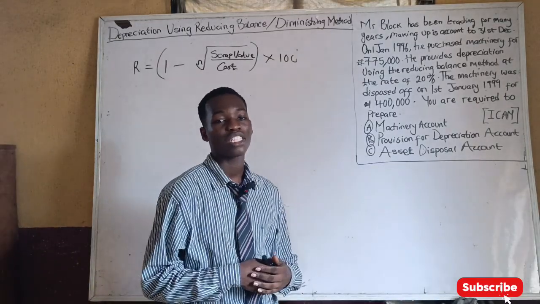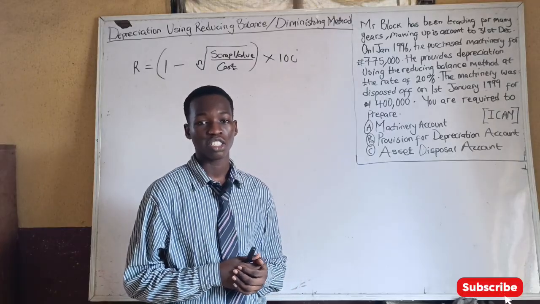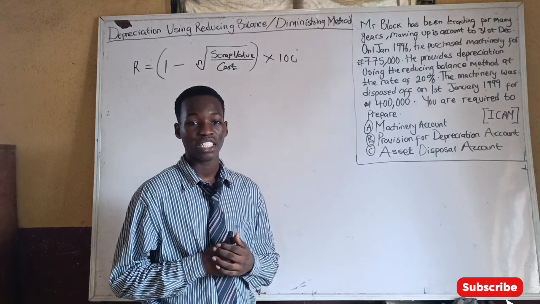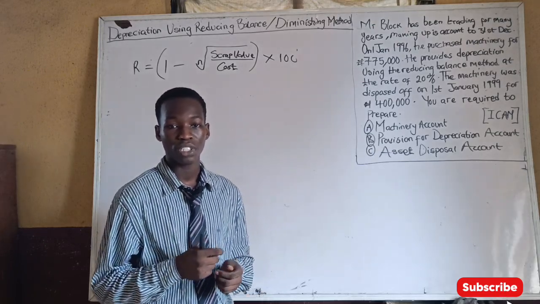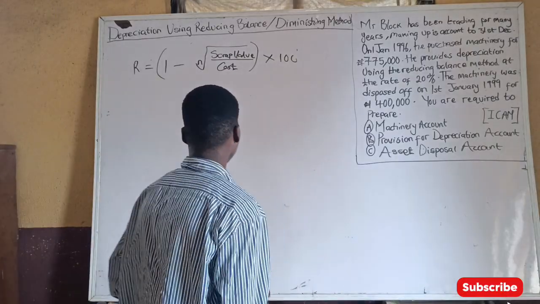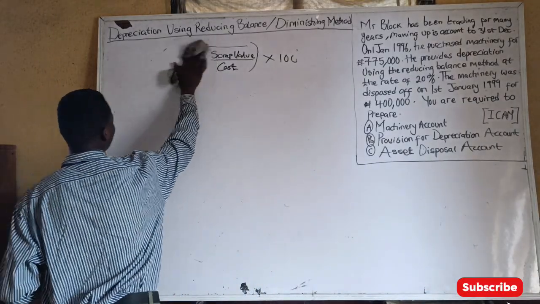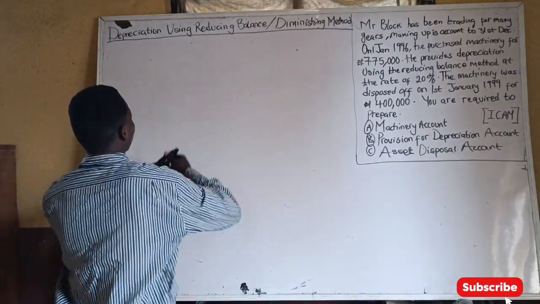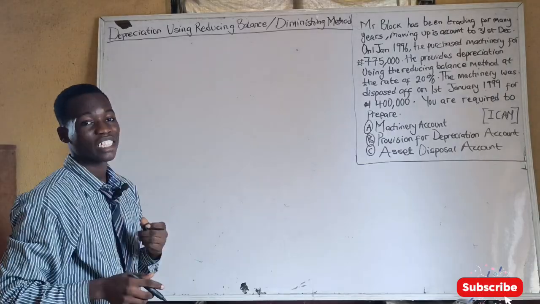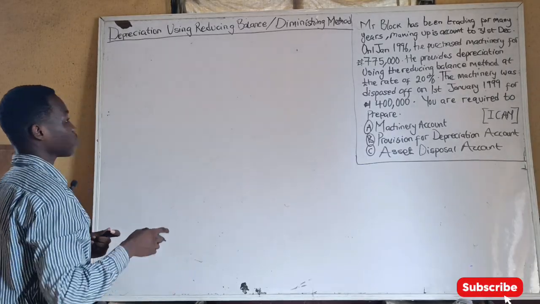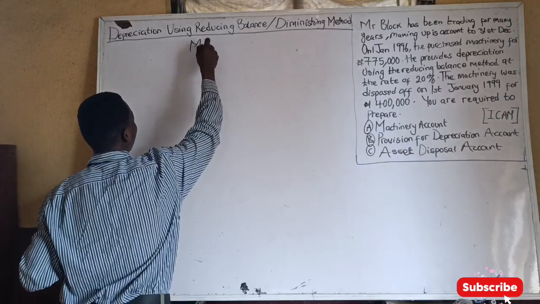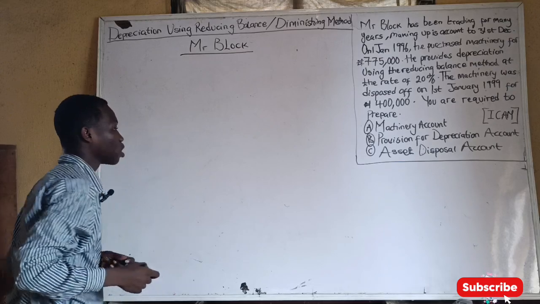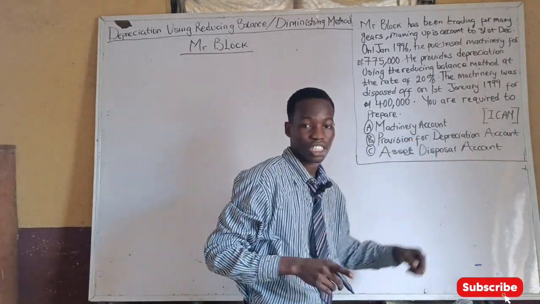The first thing is to calculate the depreciation using the reducing balance method. And thank God, in the question we have here, we have been given the rate. Therefore, to calculate the depreciation, there won't be any problem. So we don't need the formula to calculate the depreciation which was charged for each year. The first thing to do is to write the name of the person that owns the account, and that is Mr. Block. This is a question from the Institute of Chartered Accountants of Nigeria.